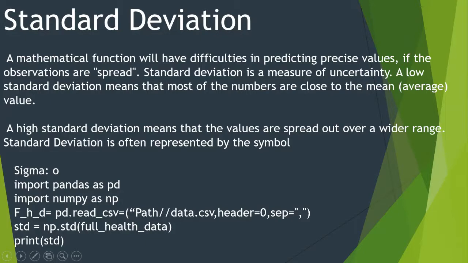Yeah, and then this is the standard deviation method I have said before, and then sigma is equal to the formula, and then import pandas as pd, and then import numpy as np, and then f_h_d is equal to pd.read_csv. Again, we are reading that data.csv file, and then np.std, which means standard deviation. Std is a predefined function to find the standard deviation.